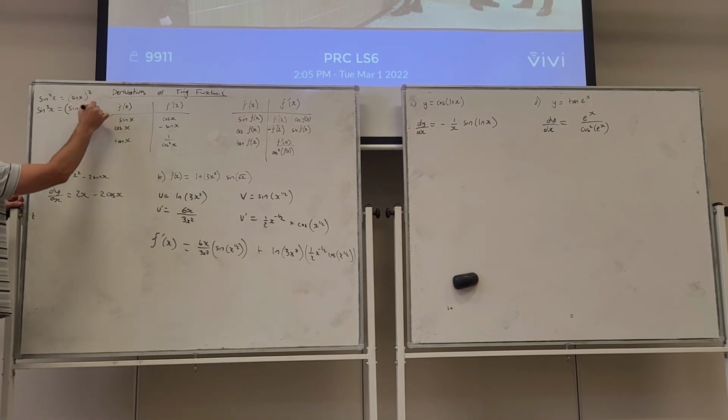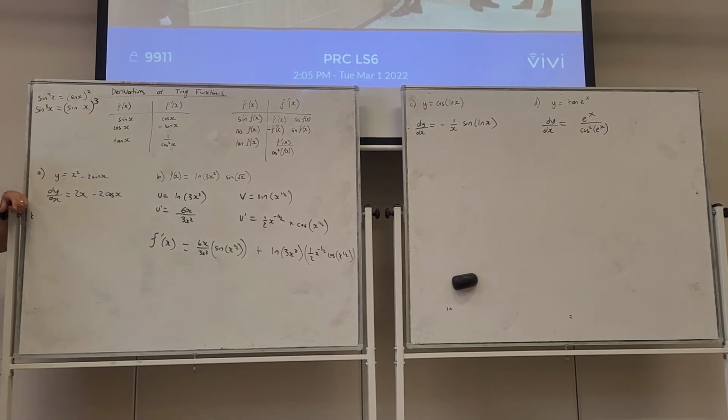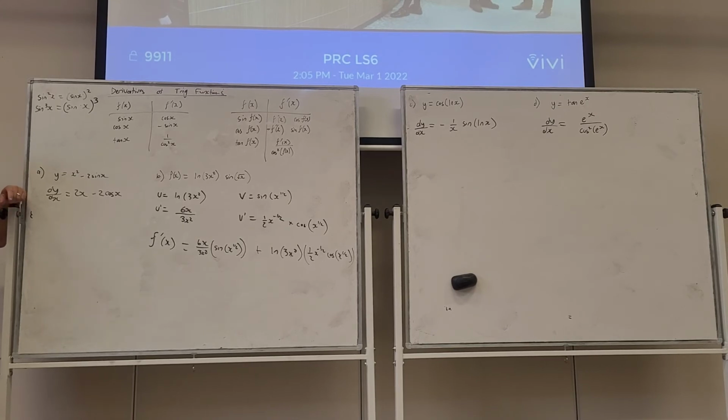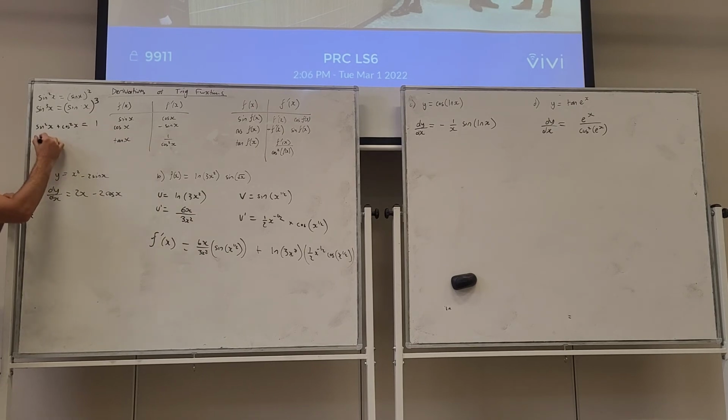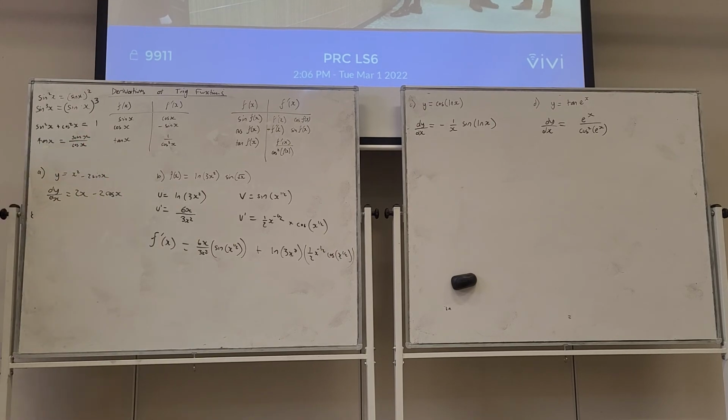Just so you remember, sine squared of x equals sine of x, squared. Sine cubed of x equals sine of x to the power of 3. So we can differentiate that using the chain rule. A couple of identities, just to remind you guys. Sine squared x plus cos squared x equals 1. And then the other one is tan x is sine x on cos x. So they may pop up throughout this exercise. Alright, so let's get into derivatives of trig functions.